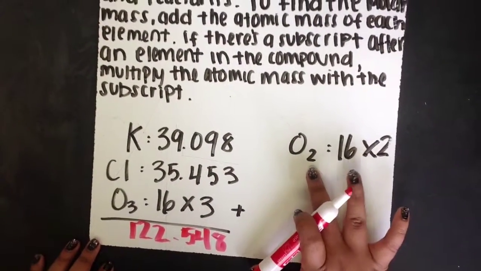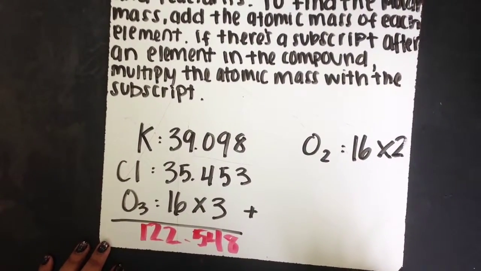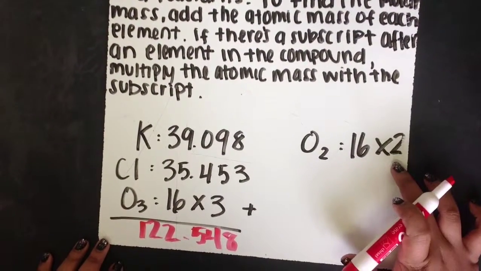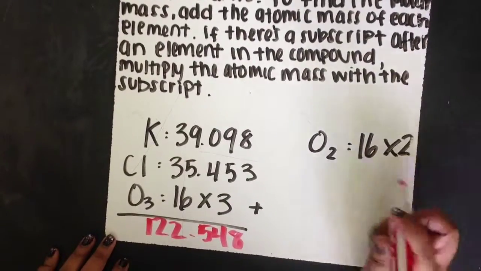Now you also have to find the molar mass of oxygen, which is 16, but since there's a subscript after that, you need to multiply it by 2, which would be 32.